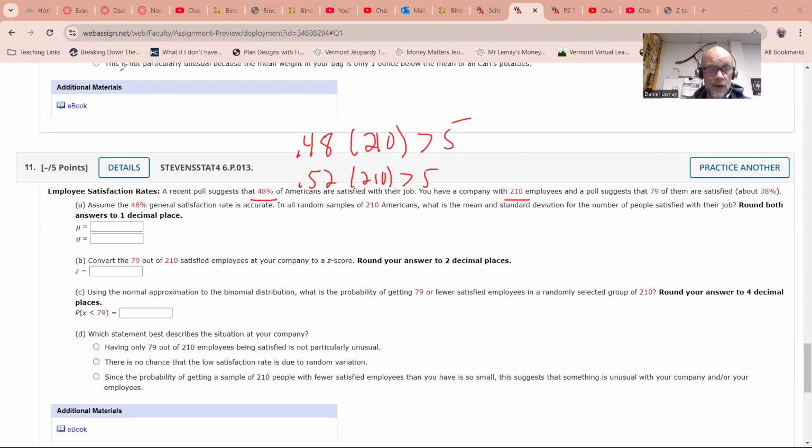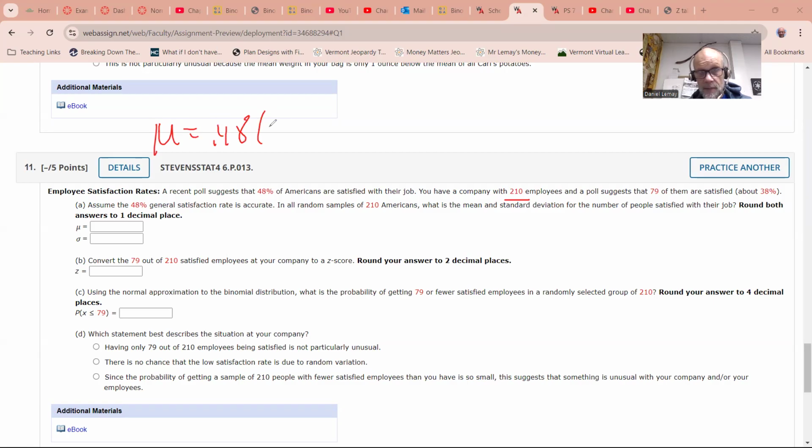So what we've got to do first off is figure out what the mean and standard deviation of this distribution are. So the mean for these distributions is 0.48 times 210. I'm getting 100.8.